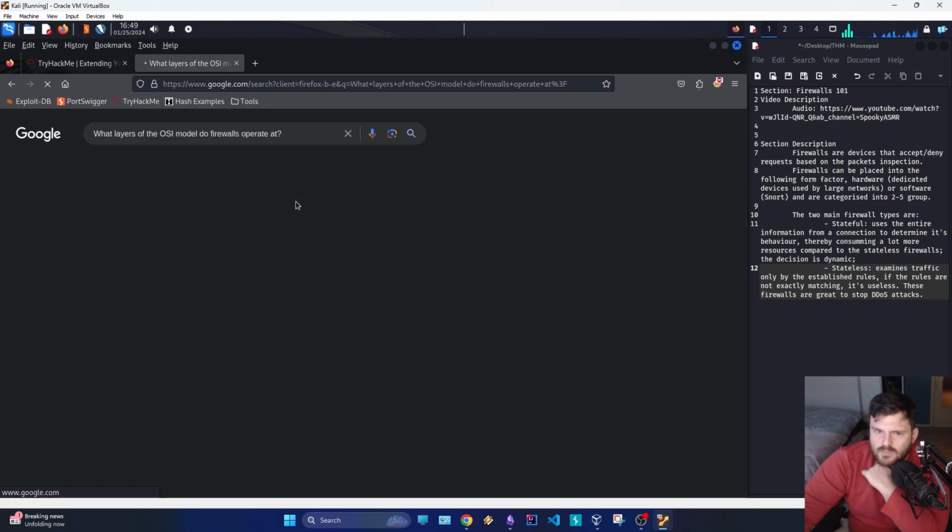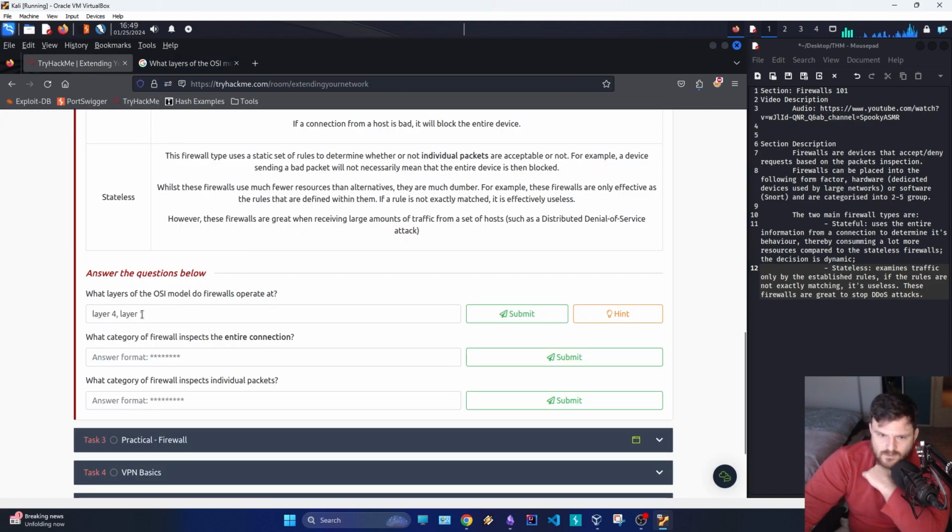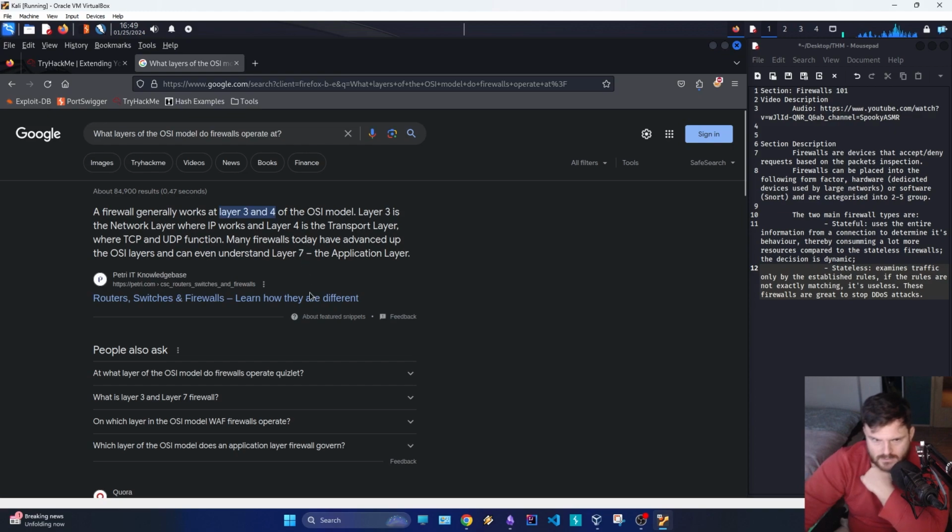So that would be my answer. It's layer 3 and 4. Layer 3 is network, and layer 4 is transport. A firewall generally works at layers 3 and 4. Layer 3 is the network layer where IP works, and layer 4 is the transport layer where TCP and UDP function. Yes, many firewalls today have advanced up the OSI layers and can even understand layer 7, the application layer.